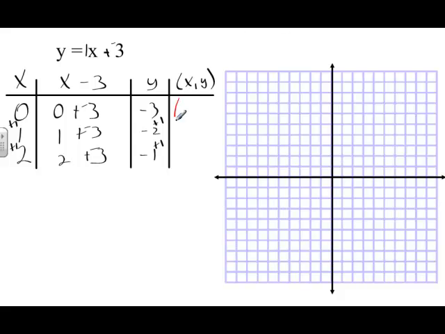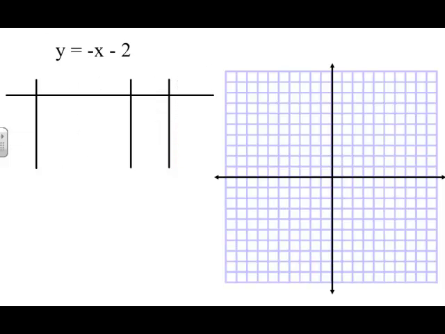So if we plot our points, 0, negative 3, we can go right to our y-intercept from the start. Our next point is 1, negative 2. That's over 1 down 2. And then our next point is 2, negative 1. So over 2 down 1. And there we have a graph of our equation. Okay?